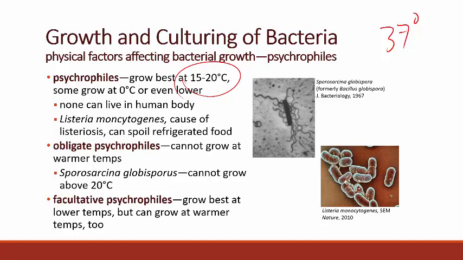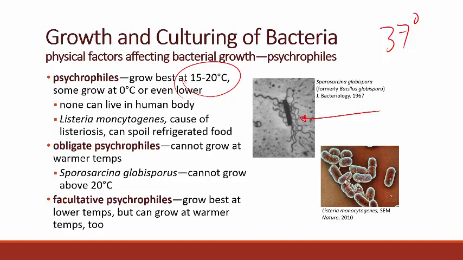So psychrophiles, they like it cold, 15 to 20 degrees C for an optimum temperature. Obligate psychrophiles are ones that can only grow at very cold temperatures. So for instance, Sporosarcina globosporus, and here is a picture of Sporosarcina globospora. It cannot grow at temperatures above 20 degrees C. So you warm it up above that, it may survive, but it's not going to be growing and dividing. So obligate psychrophiles must be cold.